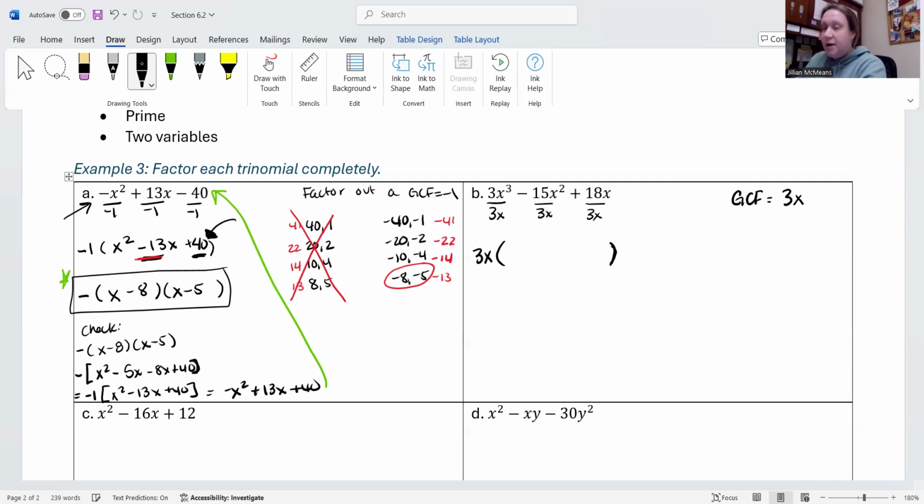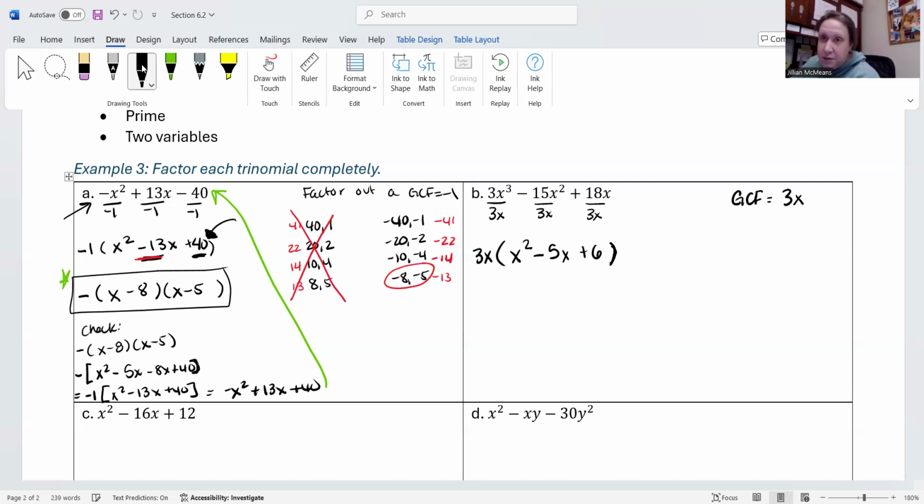Hopefully you're getting a little bit better at some of these simple steps like this. Okay, so I want to start going through them a little bit quicker. So in the first term, 3 divided by 3 is 1. Okay, and then x to the third divided by x, that's just a quotient rule. I keep the base. I subtract my exponents. 3 minus 1 is 2. Okay, middle term, negative 15 divided by 3 is negative 5. And then again, I've got a quotient rule, so I keep my base of x, subtract my exponents. 2 minus 1 is 1, so I just get negative 5x. Finally, 18 divided by 3 is 6.